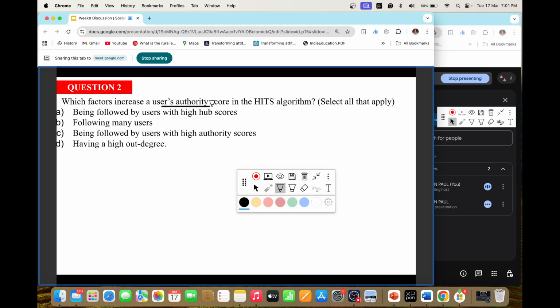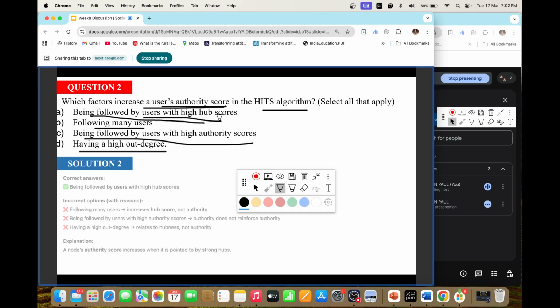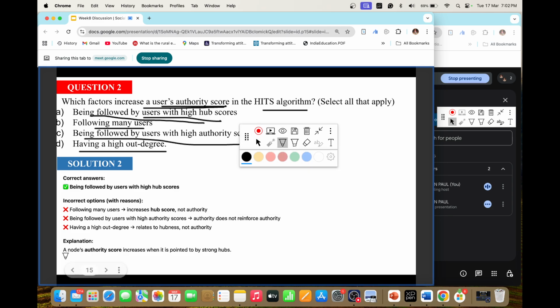Which factor increases a user's authority score in the hits algorithm? Option A, being followed by users with high hub scores; option B, following many users; option C, being followed by users with high authority scores; option D, having a high out degree. So the authority score will be increased by high hub scores. Being followed by users with high hub scores, so option A will be the correct answer. A node's authority score increases when it is pointed to by strong hubs.